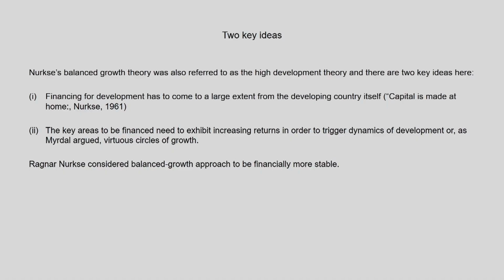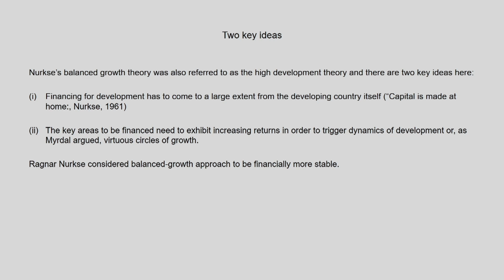So there are two key ideas that Nurkse was referring to, and Nurkse's balanced growth theory has been referred to as the big push theory. So he was talking about two key points here. The first was financing for development has to come to a large extent from the developing country itself. Capital is made at home, is what Nurkse had said in 1961.